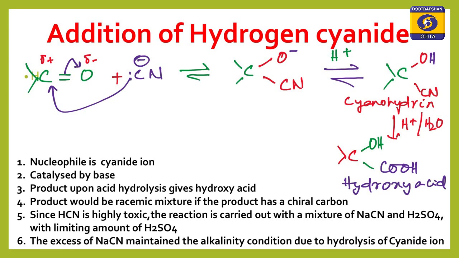The excess of NaCN maintains the alkalinity of the reaction because CN minus undergoes hydrolysis to give OH minus, and that we have discussed already in the last class.